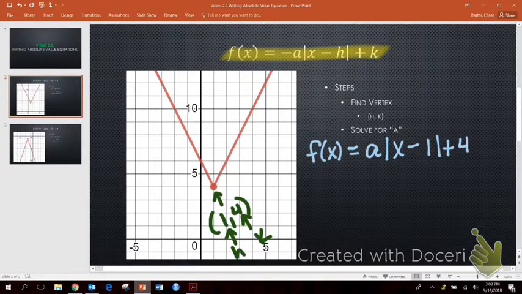Alright, now to actually solve for A. To actually solve for A, we need to pick another point on the graph. So just pick any point you like. I'll pick this one. And that point is 2, 6.